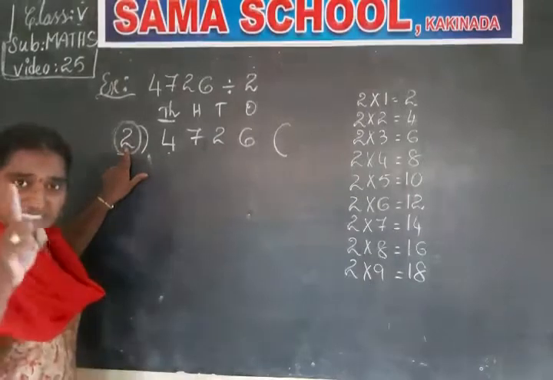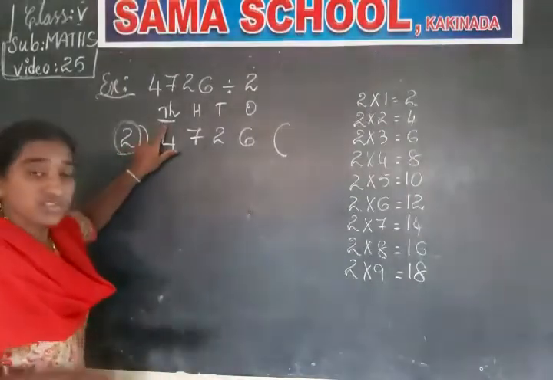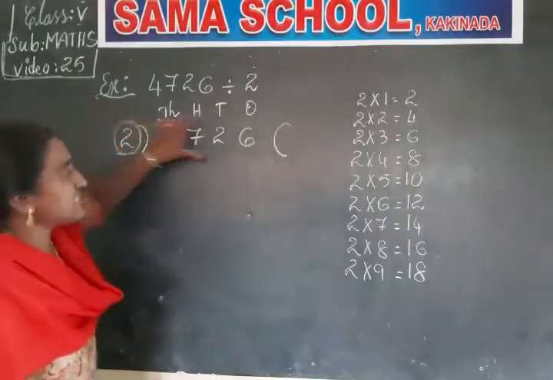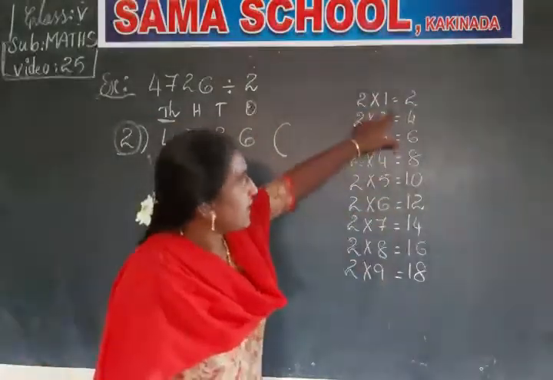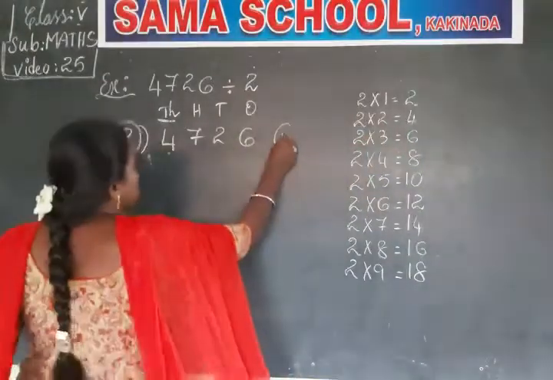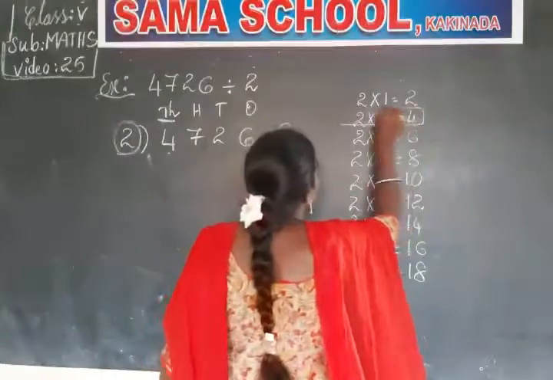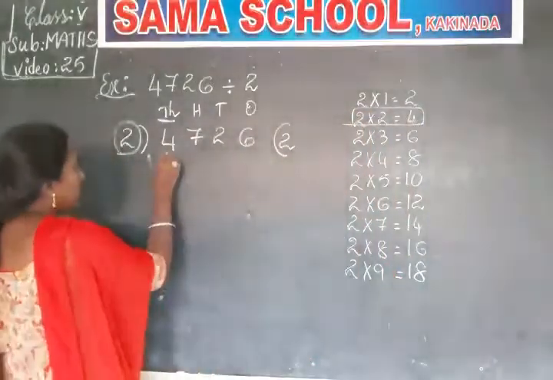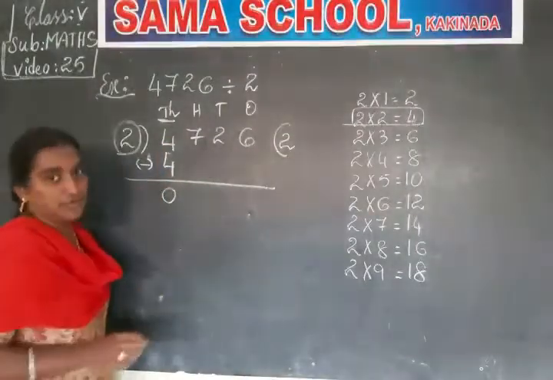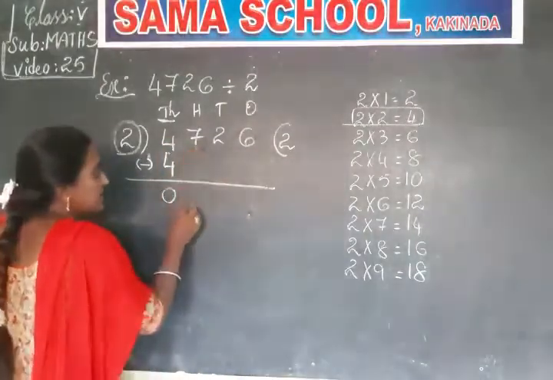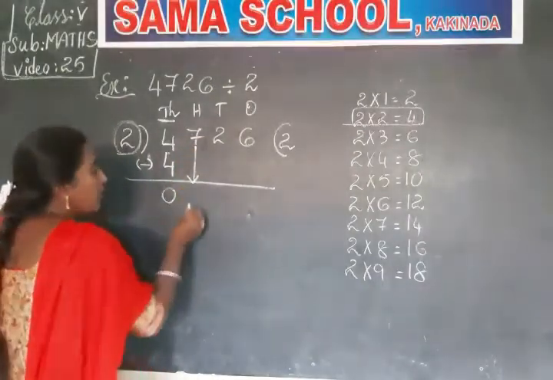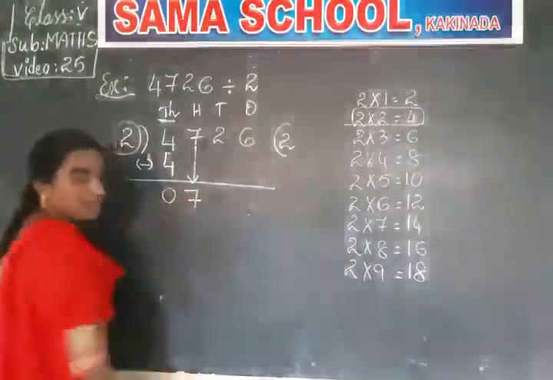Here the divisor is a single digit number, so here also you can take a single digit. So only 4. Is 4 there in the table or not? Yes, exactly 4 is there. How many times? 2 times. So take 2 here. This is the factor we are taking, and take the 4 here. We have to do the subtraction, right? 4 minus 4, 0. And bring down 7. We are showing an arrow to bring down 7.